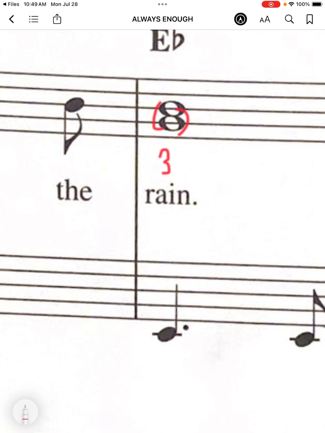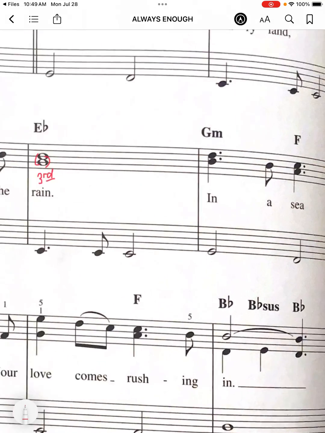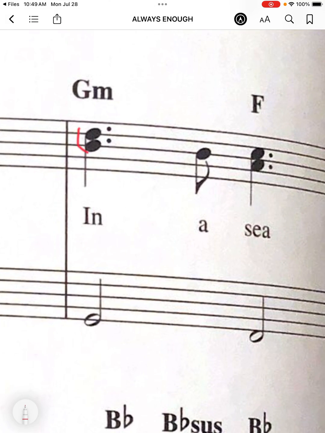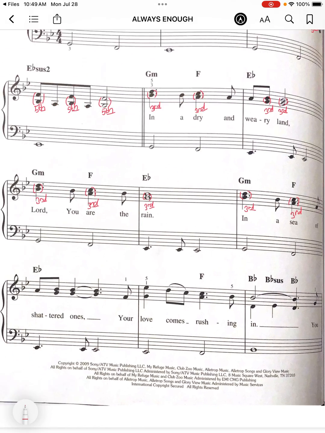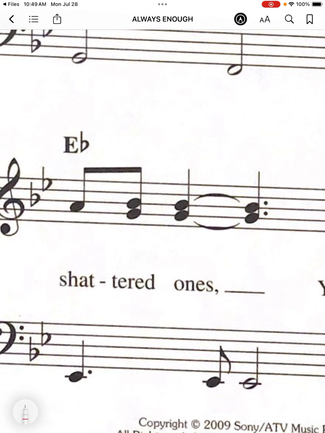Third. Third over here. Third over here. Right. Third, and third on all these.